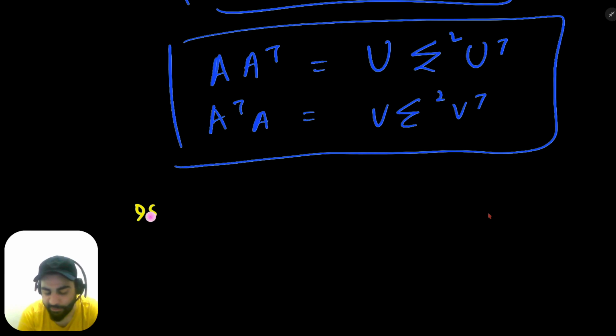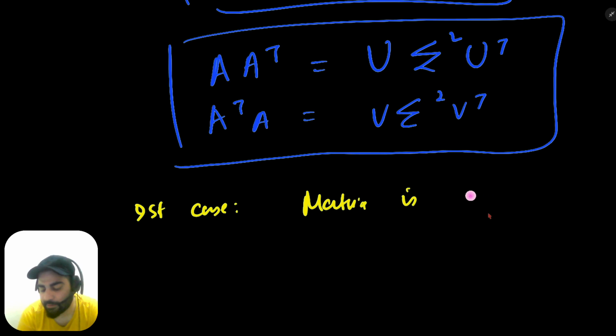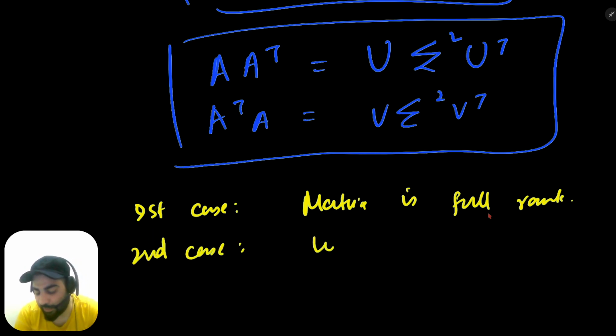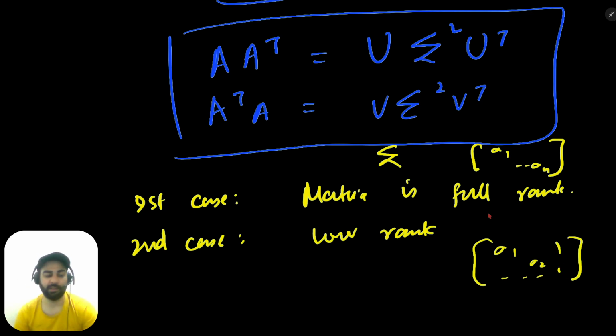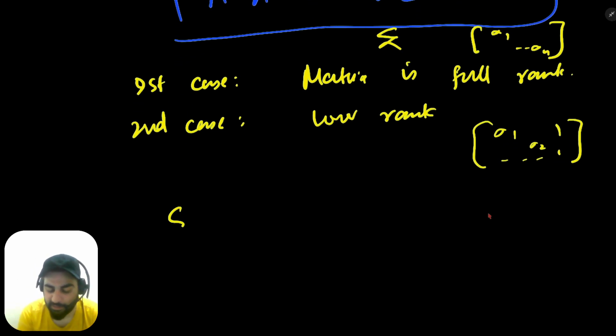The first case is that if the matrix is full rank, let's suppose. Full rank means all the columns are independent. And in the second case, if it is a low rank matrix. By low rank, I mean all the columns are not independent, there is some dependency. So in the first case you saw that this sigma will be like this, sigma 1 till sigma n. But in this case, let's suppose sigma 1 and sigma 2, then it will be followed by zeros. So this covers our SVD.